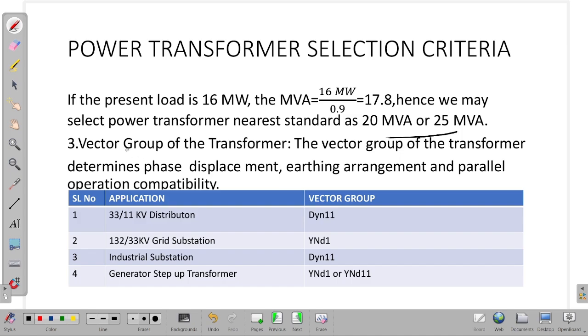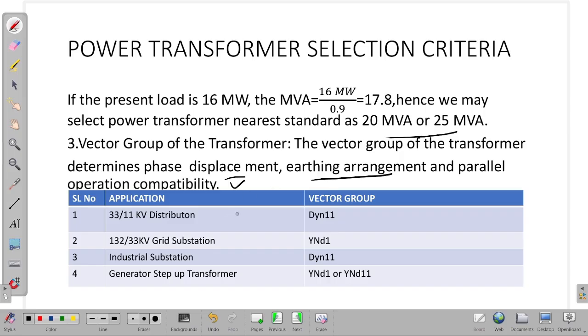Third factor is the vector group of the transformer. Which vector group will we adopt during the design? The vector group of the transformer determines the phase displacement, earthing arrangement and parallel operation compatibility. These factors are whether it is required or not. On the basis of that, we decide which vector group will be designed for the transformer.